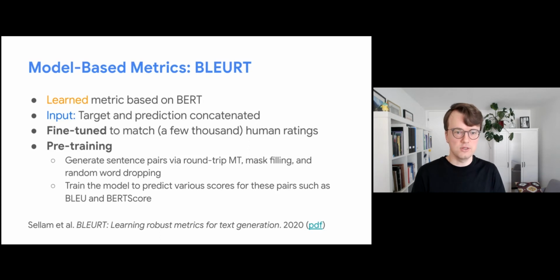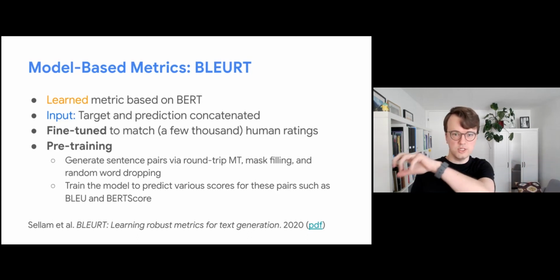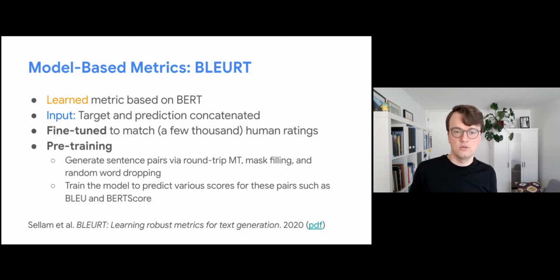And in addition to fine-tuning, in the paper they propose various types of pre-training approaches. So they generate some sentence pairs via round-trip machine translation, meaning that you take a sentence, you translate it into some other language, and then you translate it back to the original language, and this gives you a paraphrase of the original sentence, which should roughly have the same meaning. Then they do some further corruptions, like maybe drop some words, and then on these pre-training examples, they train the model to recover, for example, BLEU score or BERT score.